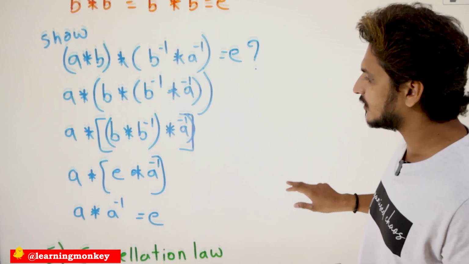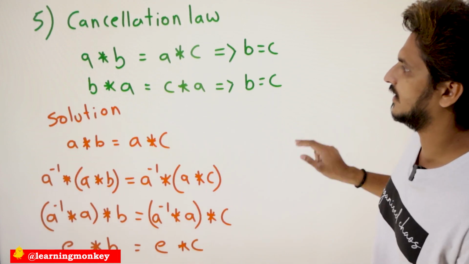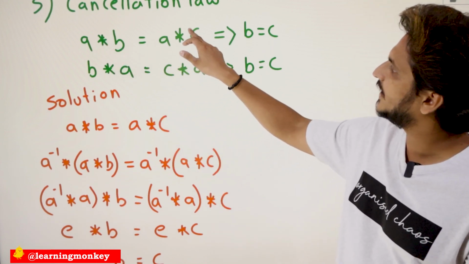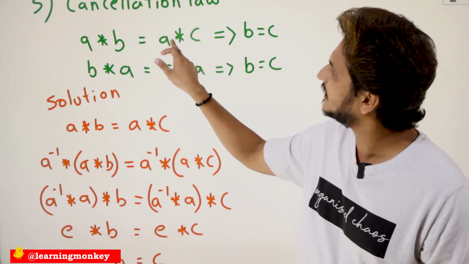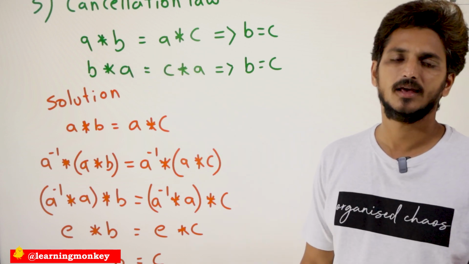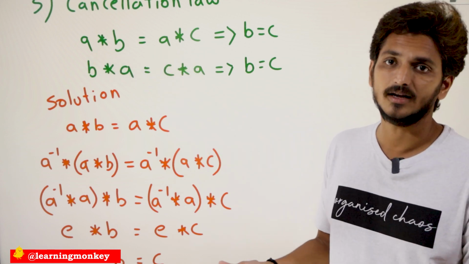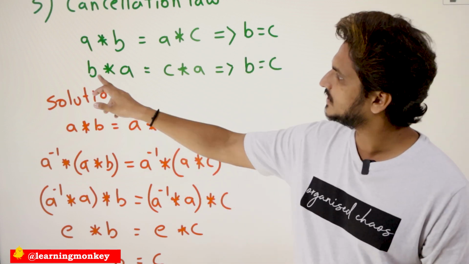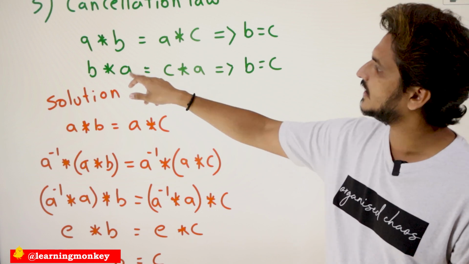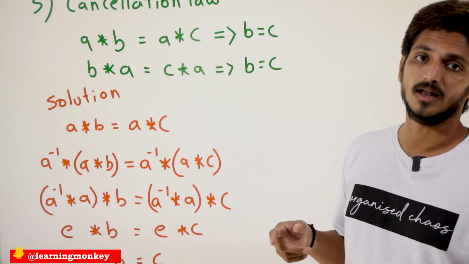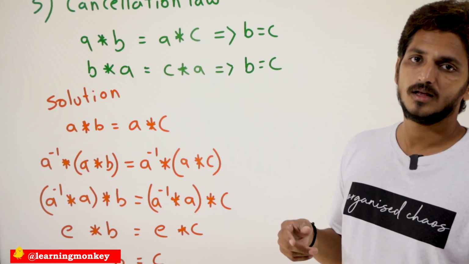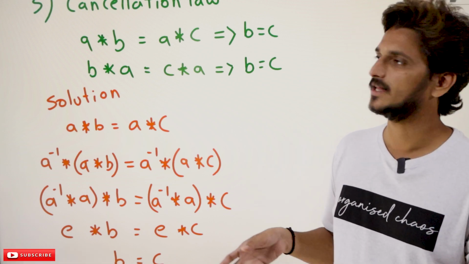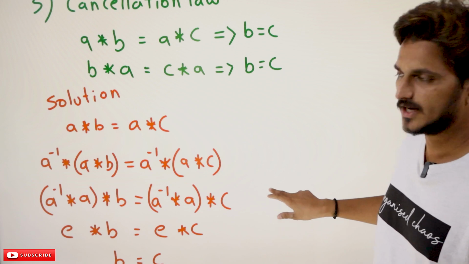Now coming to the fifth property, cancellation law. This is very easy to understand. A star B is equal to A star C. Left hand side, right hand side, both have the same A. Then we can cancel that. Then we can say B equal to C. Similarly, B star A equal to C star A. Right hand side, we can cancel. Is it possible to cancel that? Yes, in a group, it is possible to cancel that. B equal to C. Let's understand.